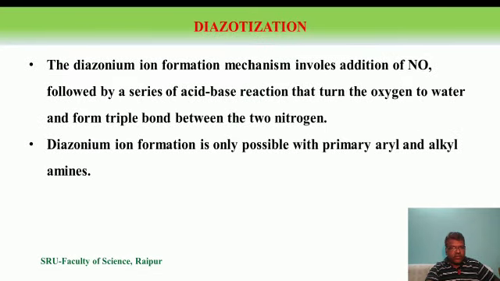Finally, conclusion part. First, diazonium ion formation mechanism involves addition of NO followed by a series of acid-base reactions that turns the oxygen to water and forms triple bond between two nitrogen. Second, the diazonium ion formation is only possible with primary aryl and alkyl amines.